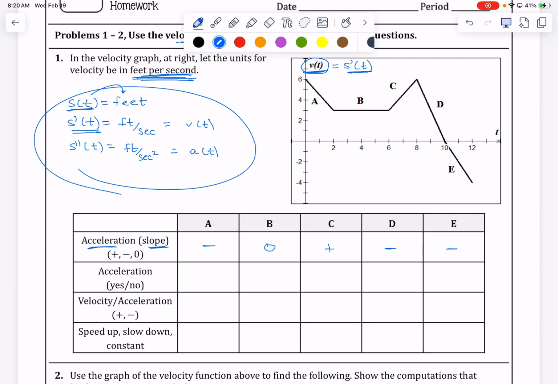So the slope is zero at B, which means it's going to have a constant velocity. C is positive slope, D is negative slope, E is negative slope. Acceleration, yes or no?